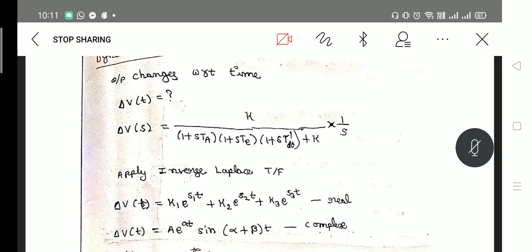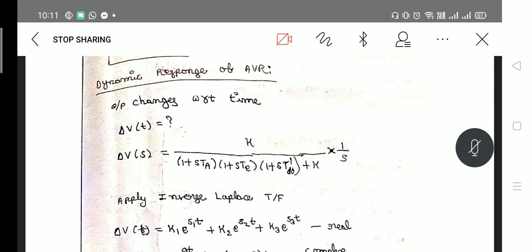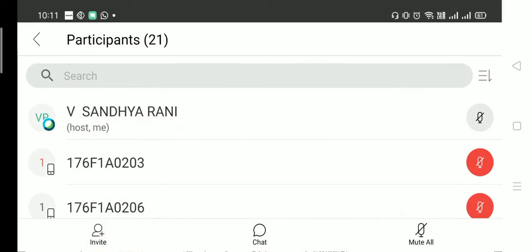This is the real term, and the complex term will be delta V of t equal to A into e power alpha t into sin of (beta t plus phi). These will be obtained from this equation by applying the inverse Laplace transform. Okay, from this, any doubts, ask me.